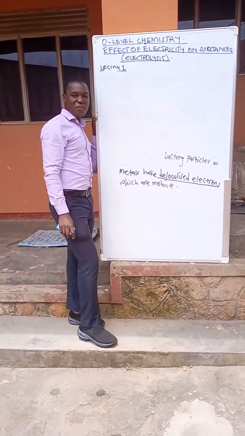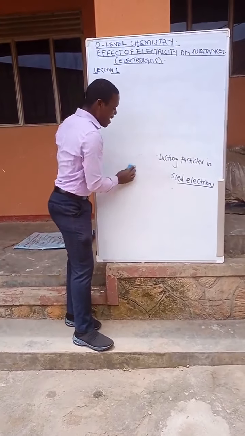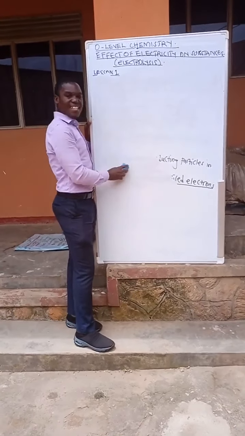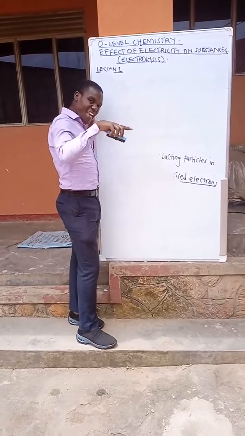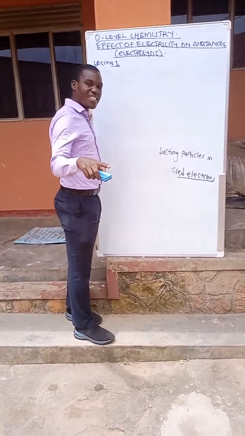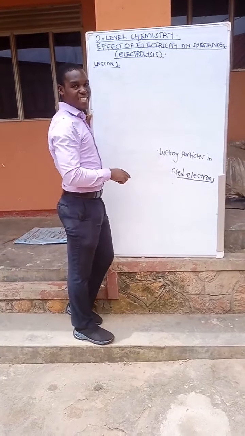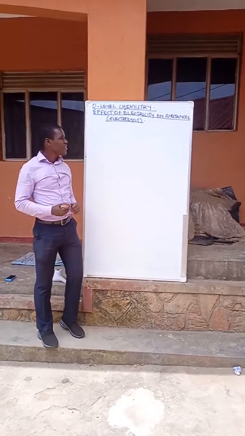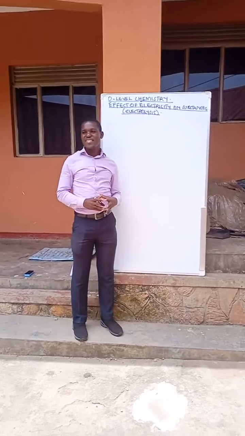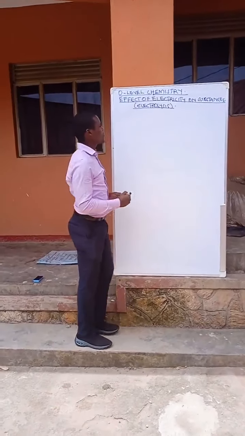Now, dear viewers, we are going to discuss metallic bonding. So, that has been our lesson 1. In the next lesson, we are starting with metallic bonding to help us understand why metals are conductors.